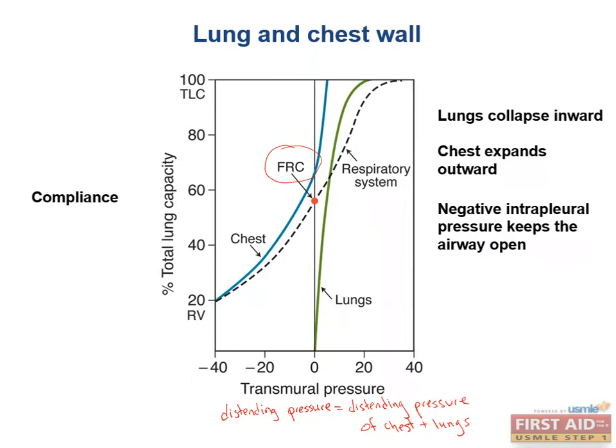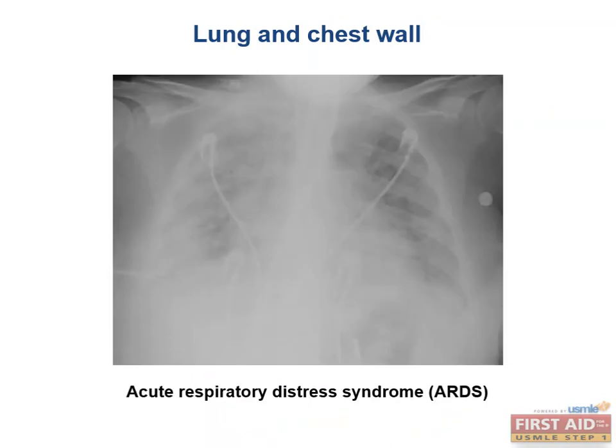mentioned earlier. Compliance is defined as the change in volume for a given pressure. So higher compliance means that the same pressure change will create a larger volume change. What's the inverse of compliance? That would be stiffness. The slope here is a measure of compliance. So you tend to have more stiffness or less compliance at the extreme volumes, and therefore you see a flatter curve, like here and down here.